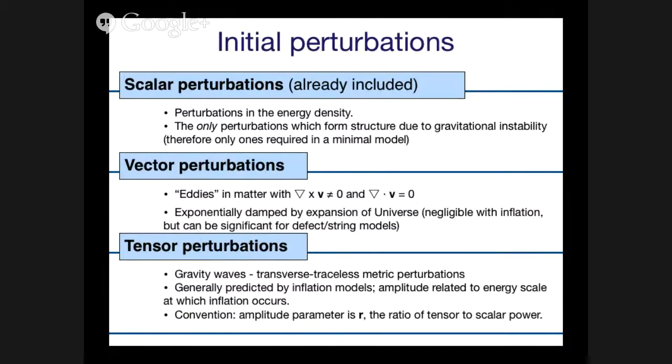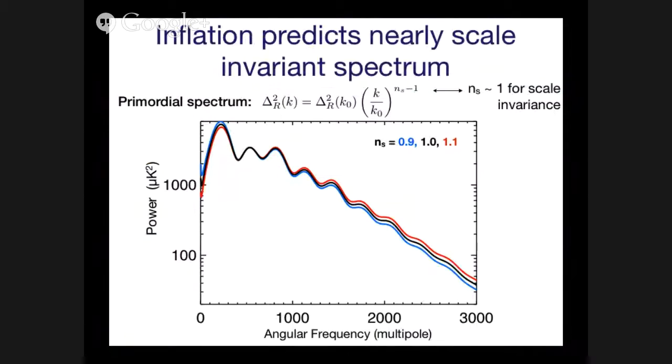One of the predictions of inflation is that the power spectrum of your initial perturbations at the end of inflation should be nearly scale invariant. This is related to the fact that inflation is a nearly time invariant process. It doesn't really matter at what time a mode enters the horizon. However, since inflation ends, it's not perfectly time invariant, and therefore you expect some small deviation away from scale invariance.